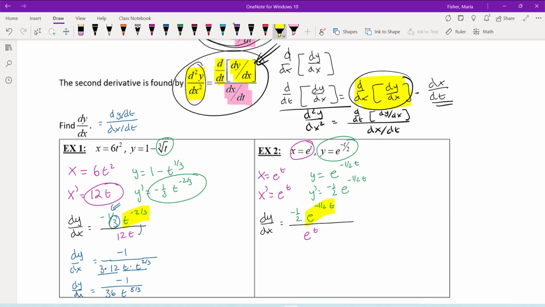Breaking this down, dy/dx is equal to, well, notice that e to the t is already in the denominator. Go ahead and bring the negative exponent down, and then we'd have e to the t times e to the 1/2 t. And again, combining those two like bases, we'd end up with negative 1 over 2e to the 3/2 t.